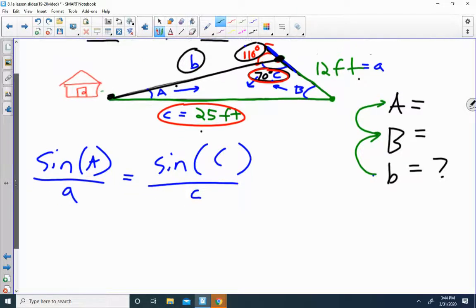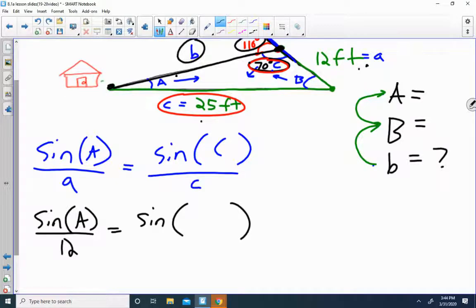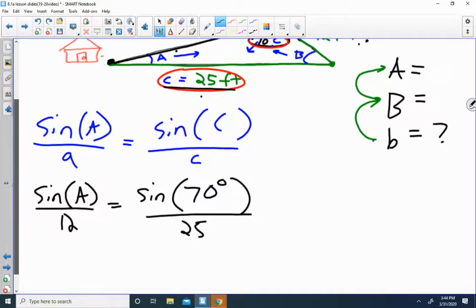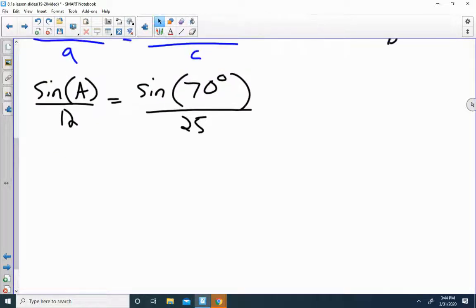All right, let's write those in. So I don't have sine of big A, but I do have sine of little a. Little a is 12, or 12 feet. Sine of big C, we just said, was 70. And then sine of little c is going to be 25. Yep, little c is 25. And then from here, we can cross multiply and go from there.